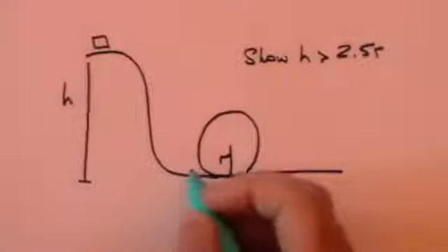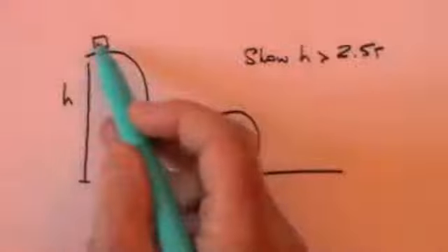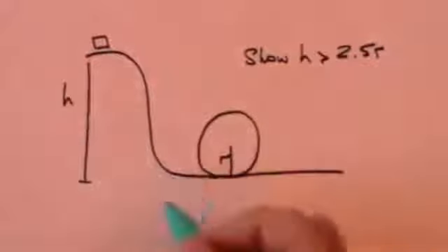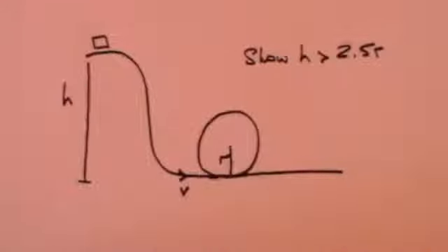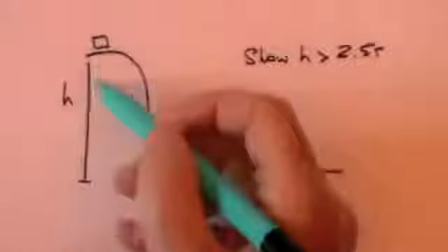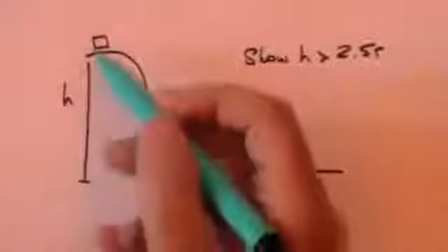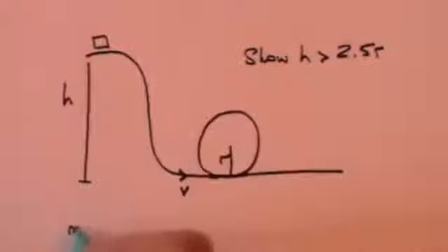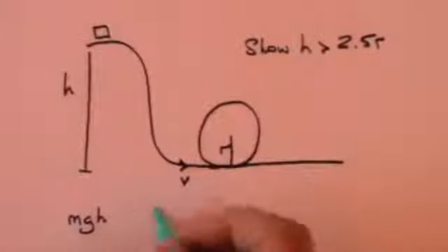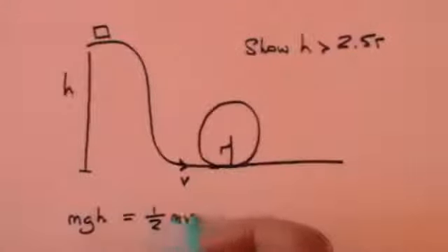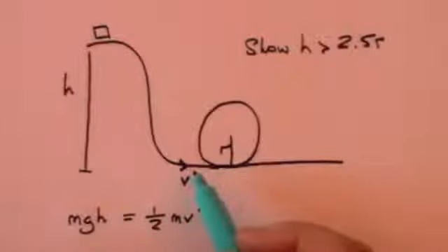So let's first of all think about the car coming down here and reaching this position here. At this position it will be travelling at a velocity v, and we can say that the potential energy that it had when it was at the top of the roller coaster, which is mgh, where m is the mass of the little car, and h of course is the height above the ground, will be converted into, and therefore will be equal to, a half mv squared, and that's the kinetic energy it will have at this position here.